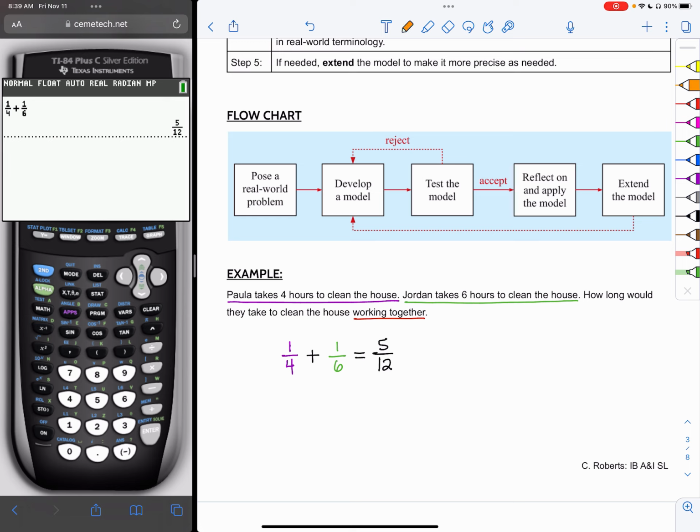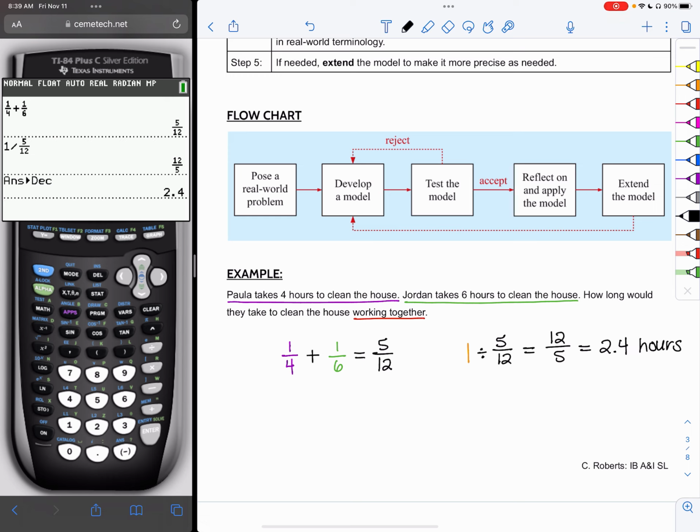So cleaning the entire house means that they want to clean the whole house, which is equivalent to the number one that represents one whole. And they're going to divide the whole house into sections of 5/12 because that is the amount that they clean every hour together. So if I take one and I divide it by 5/12, I will end up getting 12/5. And if I make it a decimal, that'll end up giving me 2.4. So that is 2.4 hours.